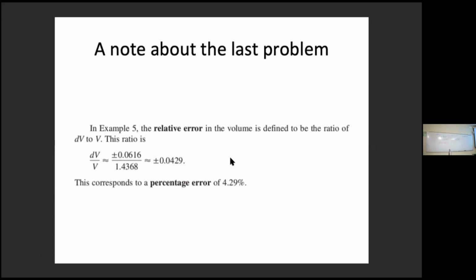Something that's commonly asked in science courses would be, what is the percent of error? What you would do is, given what dV is, divide that by V, and we get plus or minus 0.0429. This is the percent error not multiplied by 100. Multiplying this by 100, we get the actual percent error. So this measurement is off by at most 4.29%, which isn't half bad actually.